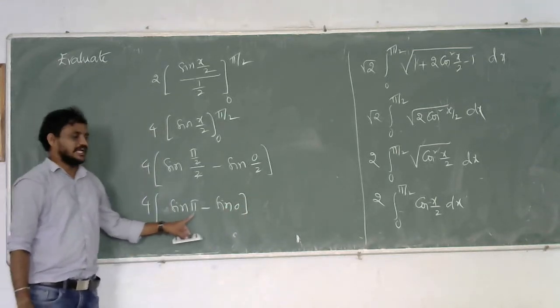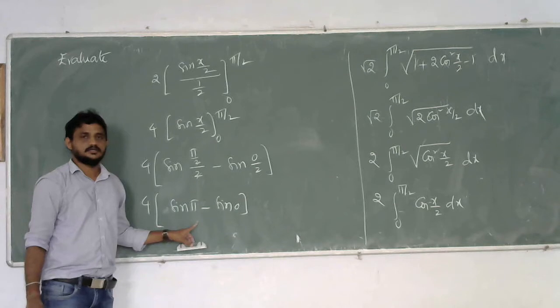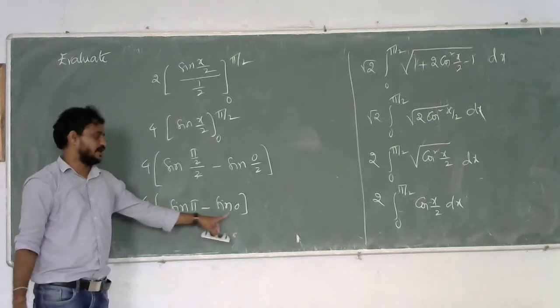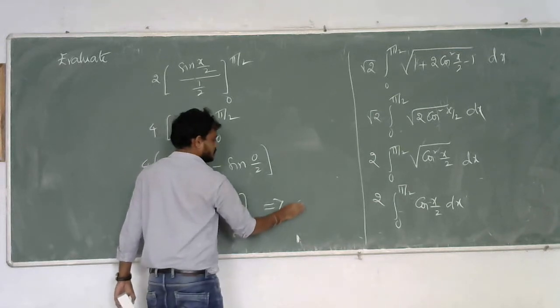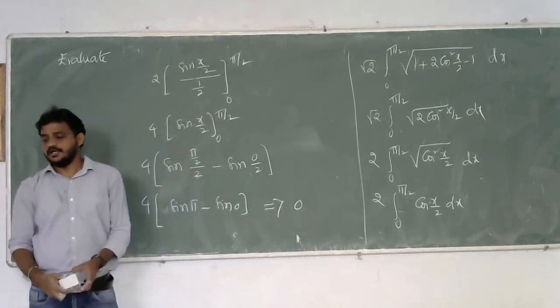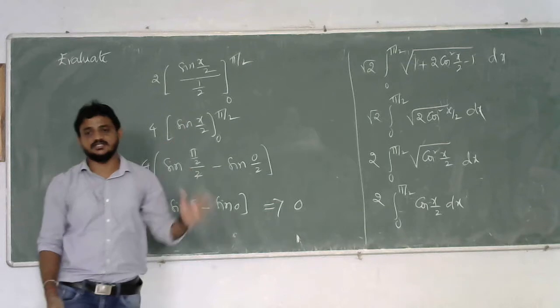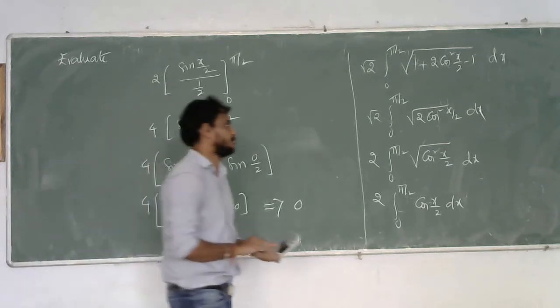So what is the sin pi value? Sin pi value is 0, and sin 0 value is 0. So the total term becomes 0. So the integral value of the given function is 0.